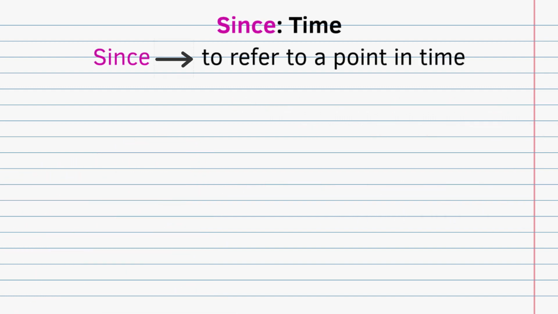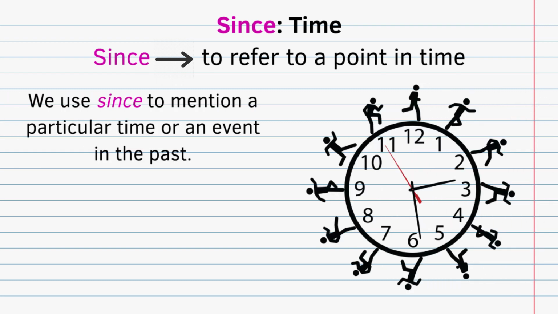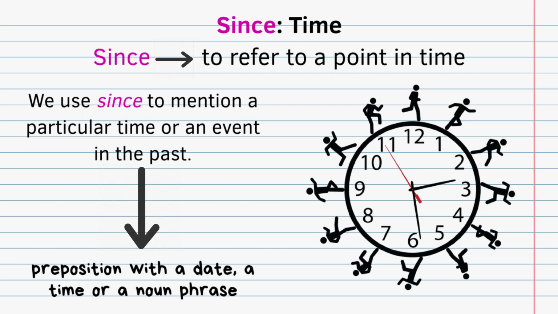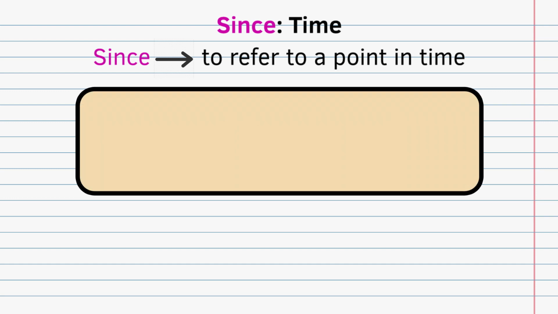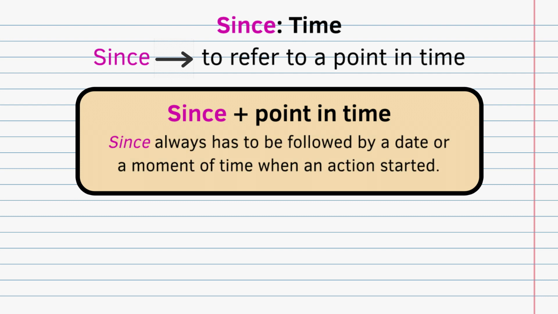Since to refer to a point in time. We use since to mention a time or event in the past when we're describing an event or situation that happened after that time. In this case, since acts as a preposition with a date, a time, or a noun phrase. Now memorize the rule. Since plus point in time. Since always has to be followed by a date or moment of time when an action started.